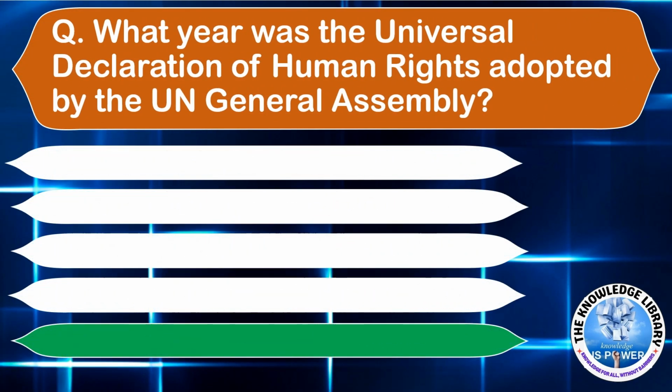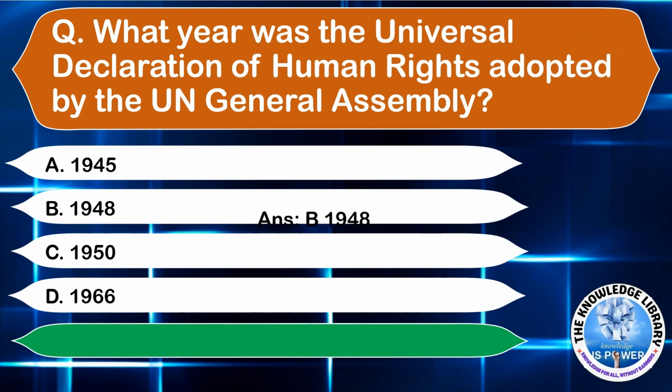Next question is, what year was the Universal Declaration of Human Rights adopted by the UN General Assembly? Option A, 1945. Option B, 1948. Option C, 1950. Option D, 1966. Correct answer is option B, 1948.